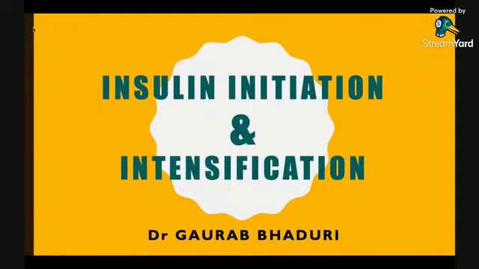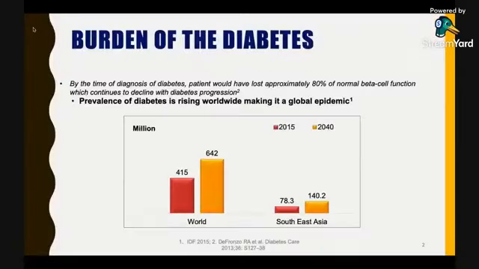Now, we all know about the burden of diabetes, and it is not an unknown phenomenon that we are growing at a rapidly massive speed, especially in the Southeast Asia region. In the world, it is expected to grow to around 640 million people with diabetes by the year 2040. In the Southeast Asian region, we are expected to have around 140 million. So the numbers are going to be catastrophically great.